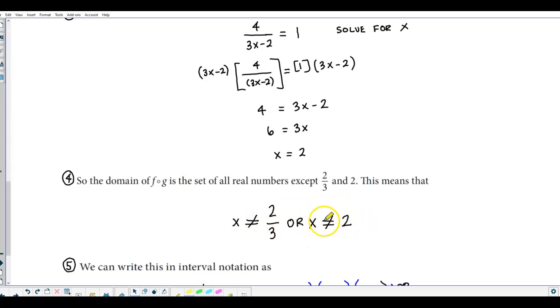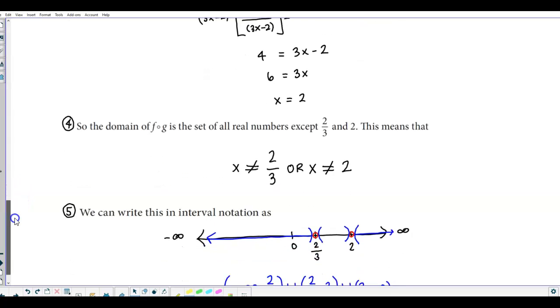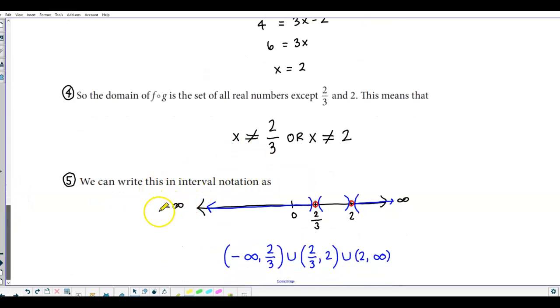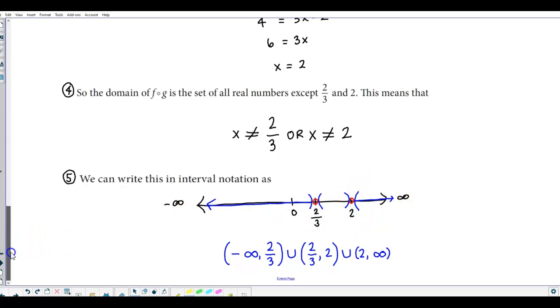And now that we have this information, we can write this in interval notation. The best way to do that is to graph it. Well, we know that all the numbers from negative infinity to 2/3 can be included, but we can't include 2/3. We can include all the numbers between 2/3 and 2, but we can't include the 2. And we can include all the numbers from 2 all the way to infinity. So if we write this in interval notation, we go from negative infinity to 2/3, parentheses, union, 2/3 to 2, parentheses, and then union 2 to infinity.